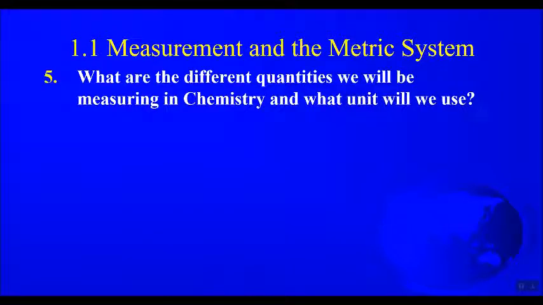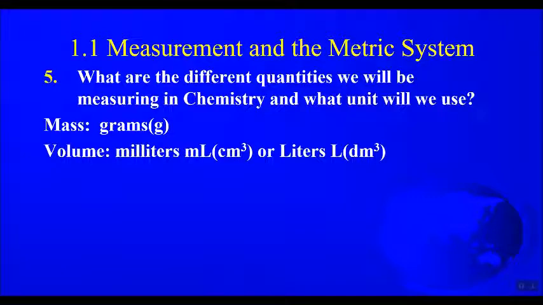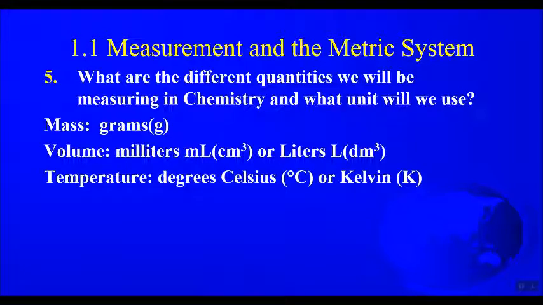What are the different quantities we will be measuring in chemistry and what unit will we use? This you will need to memorize. Okay, it's going to be in your worksheet and you will see it over and over and over again. Mass is the amount of stuff. It's going to be measured in grams. Volume is going to be measured in milliliters or liters or cubic centimeters or cubic decimeters. Temperature is going to be measured in Celsius. That's metric. And that's what we're familiar with, metric. But the SI unit is Kelvin.